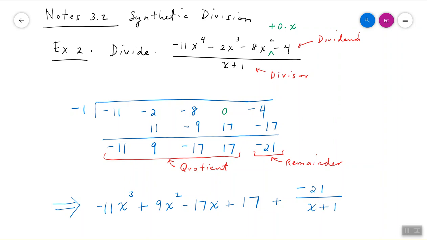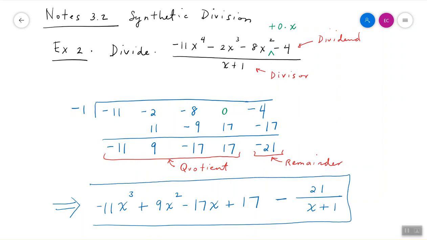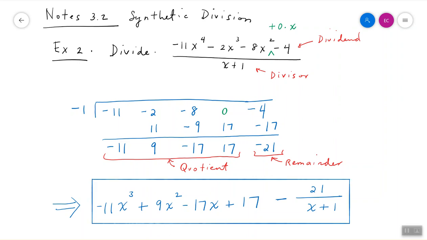And this is a good answer, although we could make it look just a little bit nicer. Instead of having plus a negative 21, we could just have minus 21 over x plus 1. And then we can box that up. And we're finished with the problem.